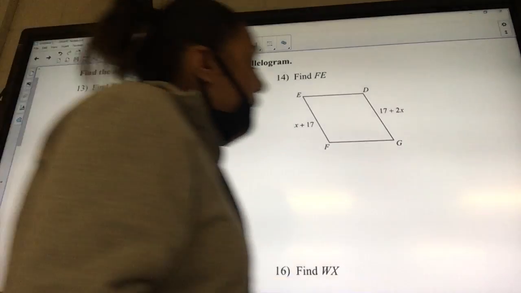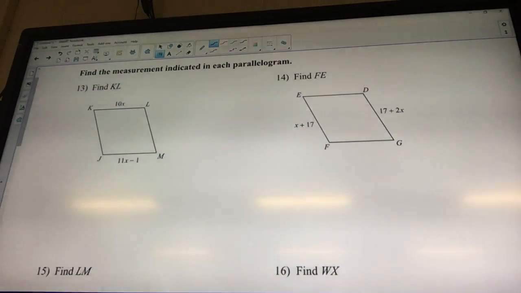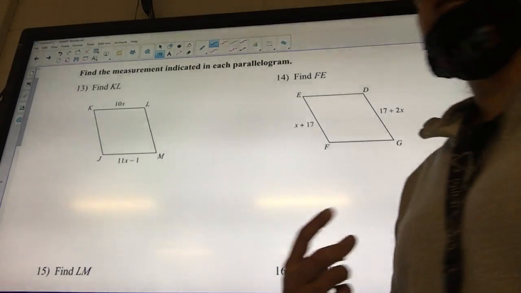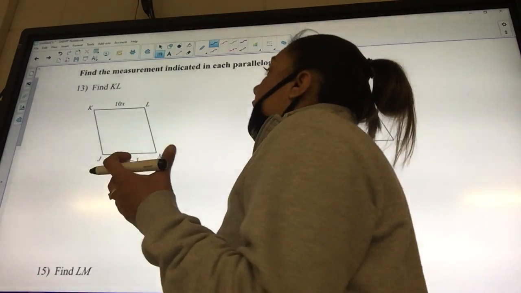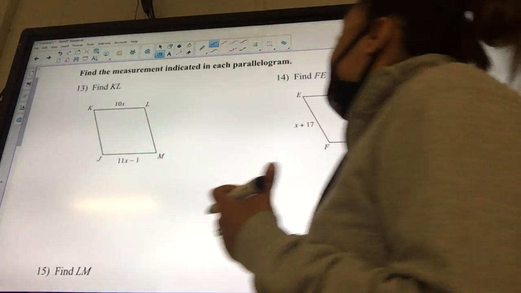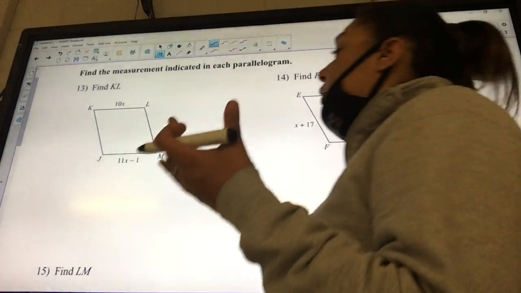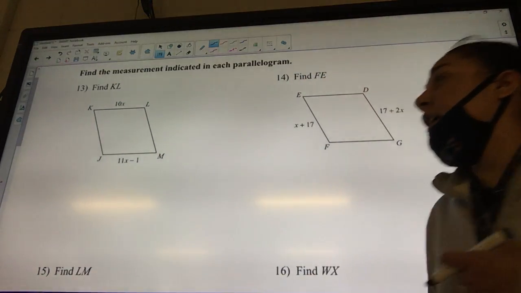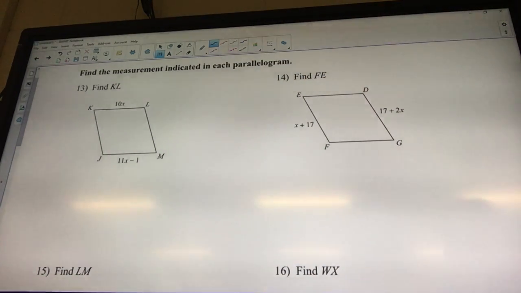Okay, so the rest of them are gonna be, I don't want to say the harder version, but the double variable version. These ones even go a step further. Okay, I got one side that says 10x, and the other side says 11x minus 1. So how do I set this up?